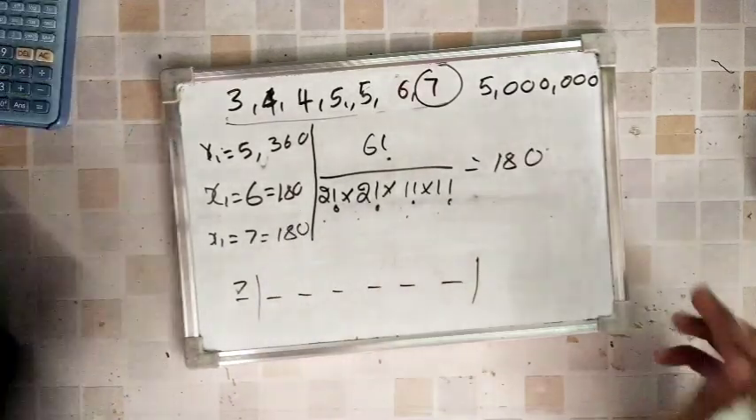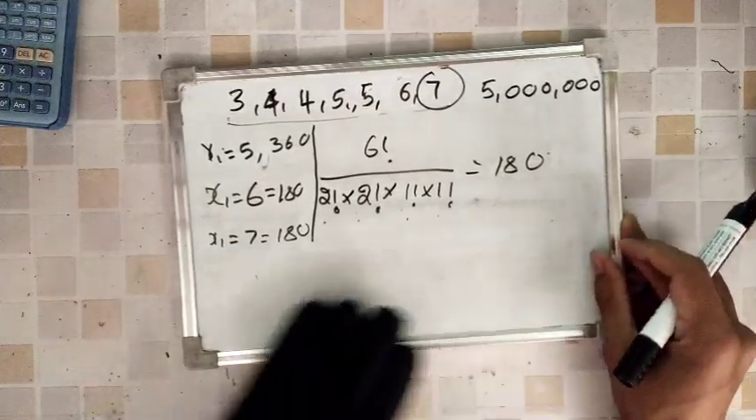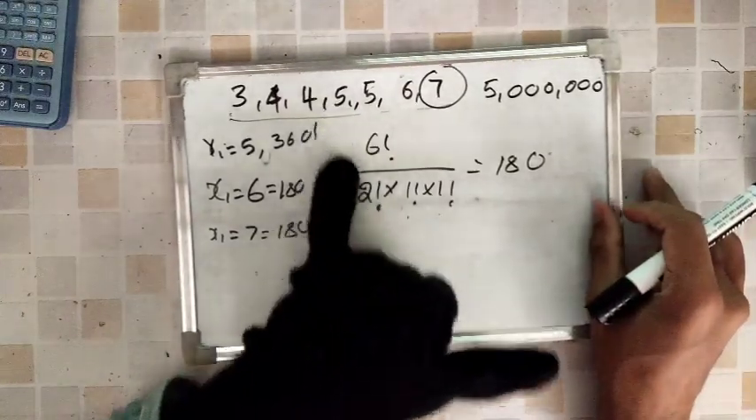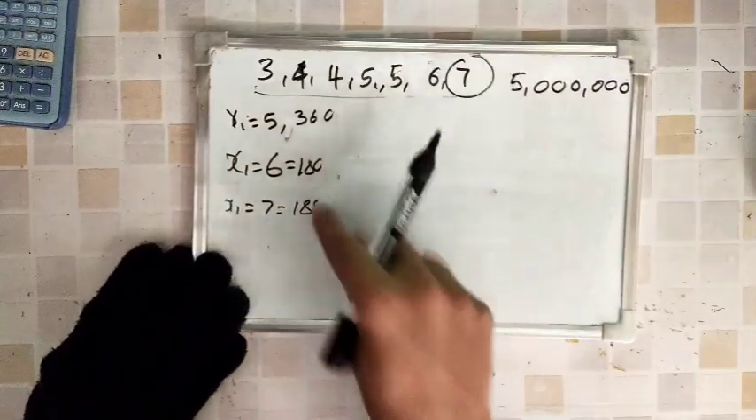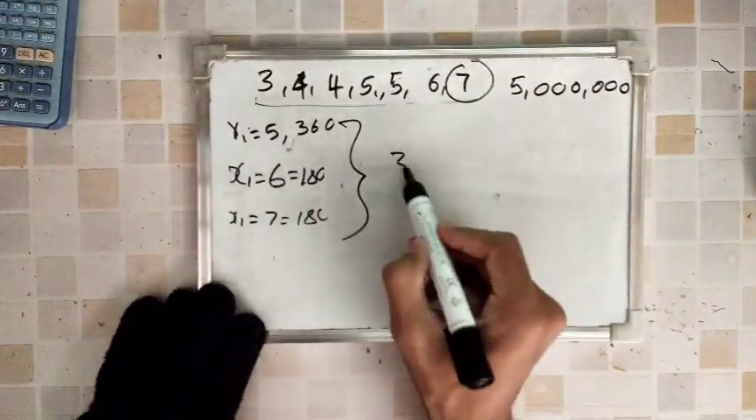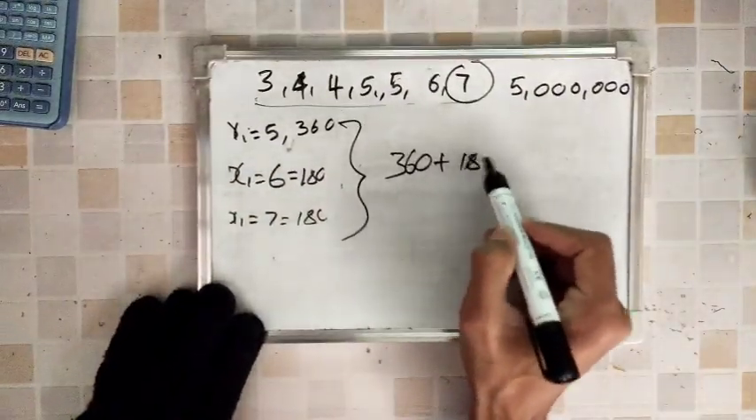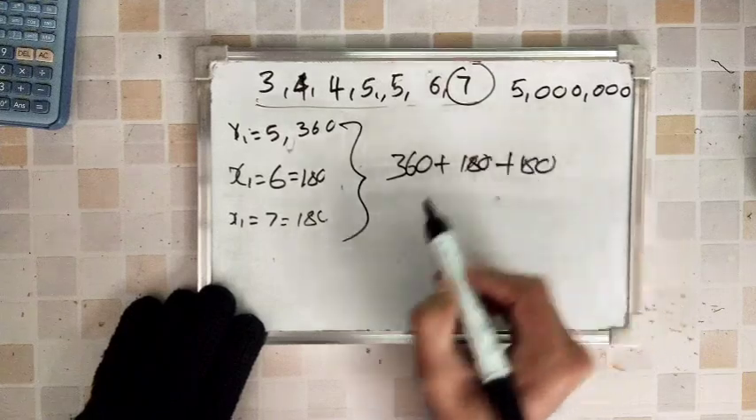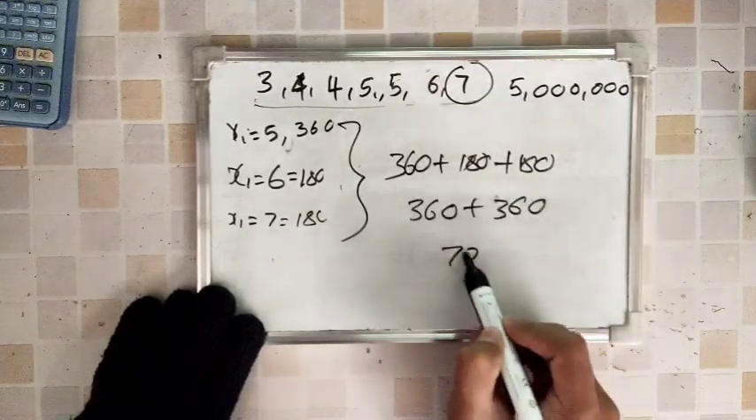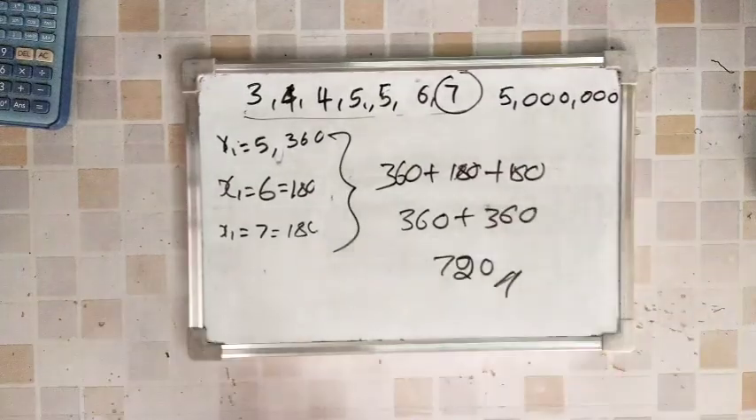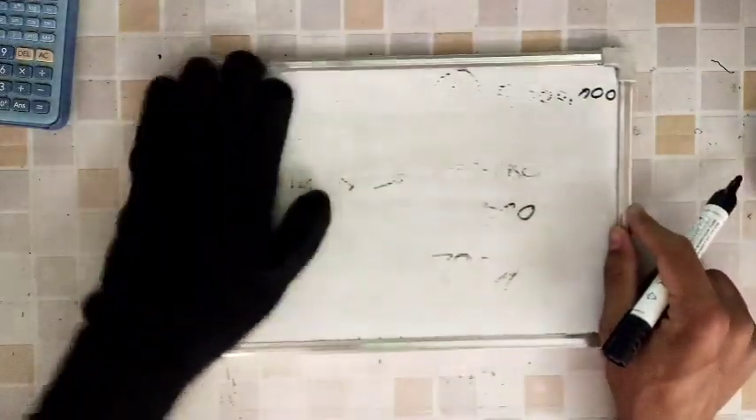Okay, now I can see that if I got these three values, when x1 is equal to 5, when x1 is equal to 6, when x1 is equal to 7, I just have to add these three numbers: 360 plus 180 plus 180. So for 360 plus 360, 720 is your answer for this question. I have completed module 2.